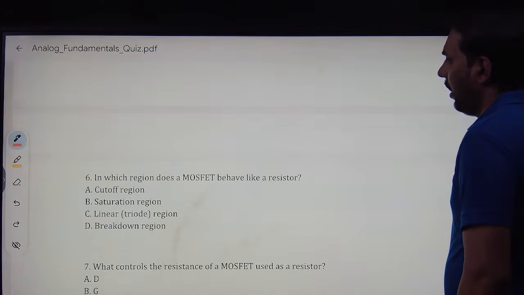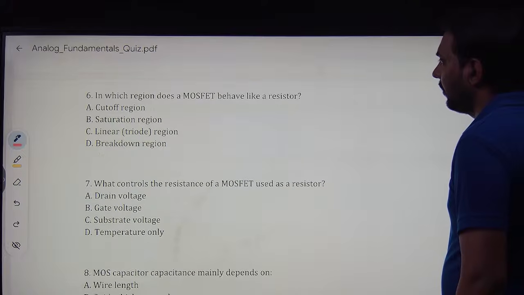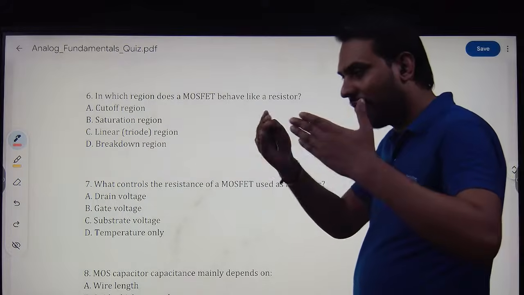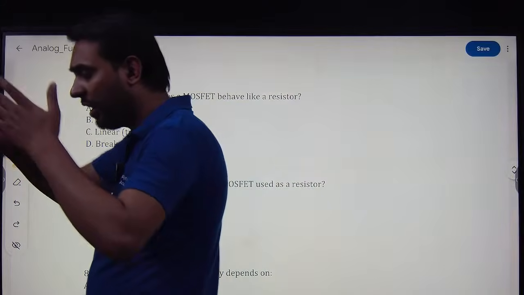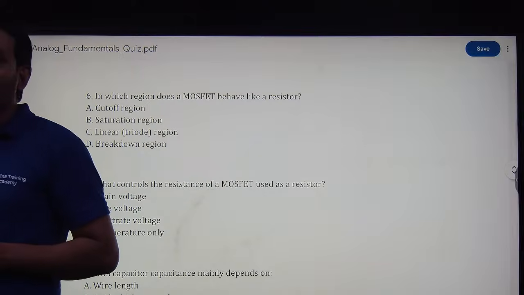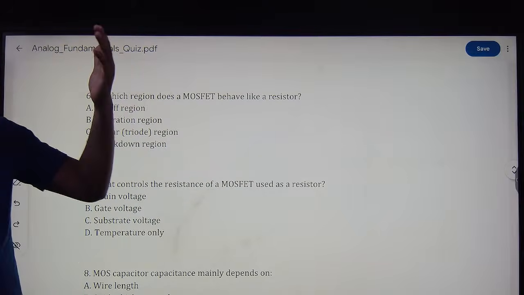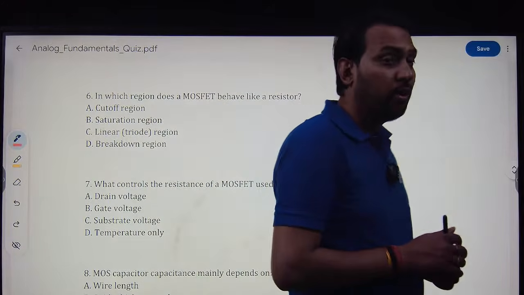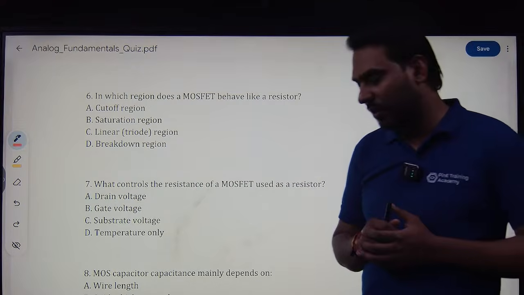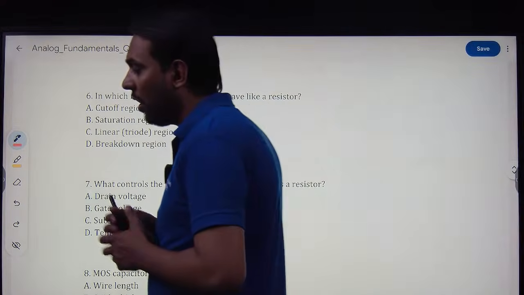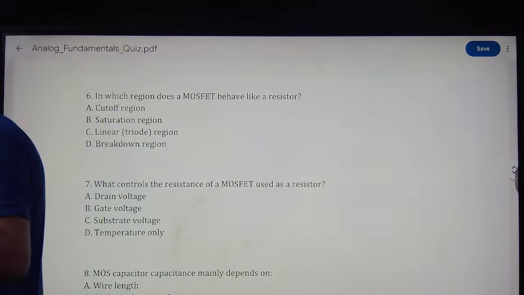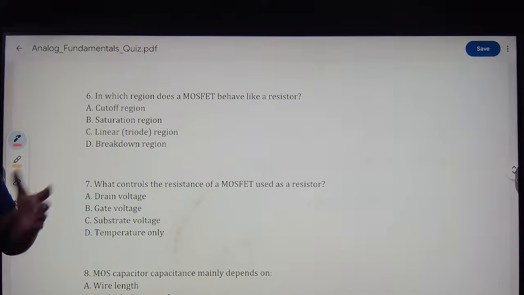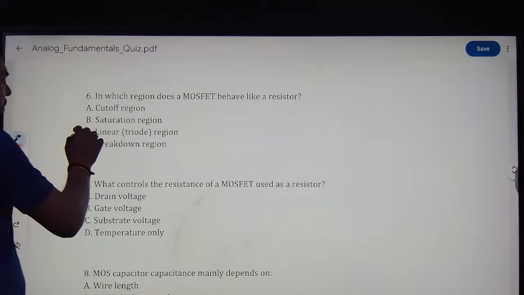Let's talk about the sixth. In which region does a MOSFET behave like a resistor? As we know, MOSFET has different regions. By this quiz, you can revise all the basic parts. MOSFET has different regions like cutoff, saturation, linear, and subthreshold. In cutoff, it looks like an open circuit, with ID equal to 0. You have a saturation region, a linear region, and a subthreshold region. So in which region does the MOSFET behave like a resistor? Of course, it will be the linear or triode region.